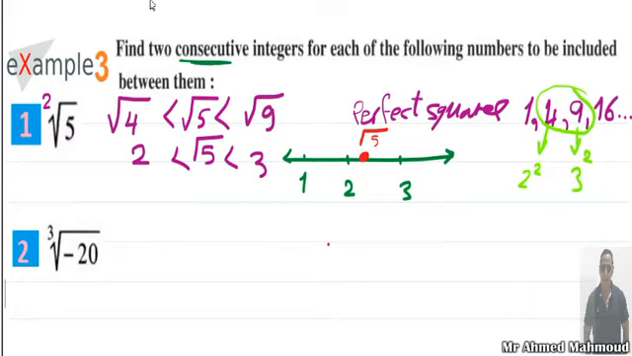Now I'm going to find two consecutive integers between which cubic root 20 is included. Now we have here a cubic root. As we see here, we have cubic root like this. I'm going to search in the perfect cubes.